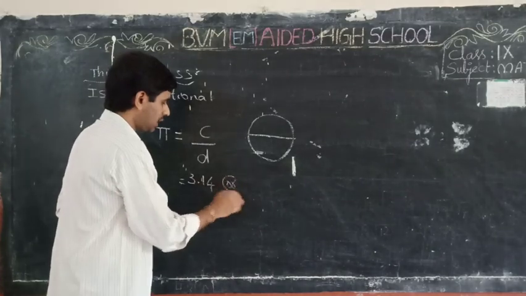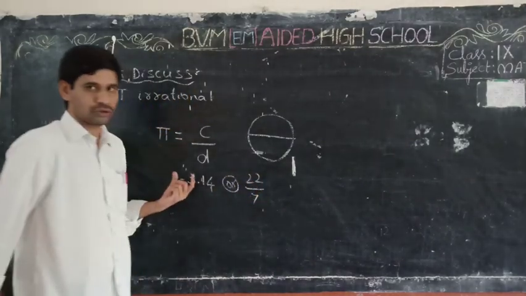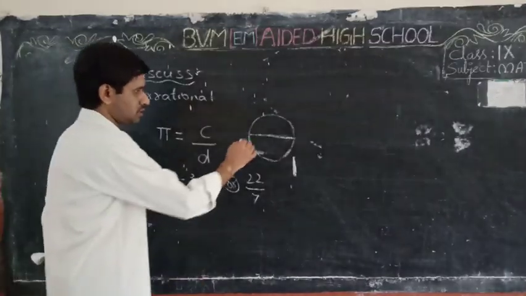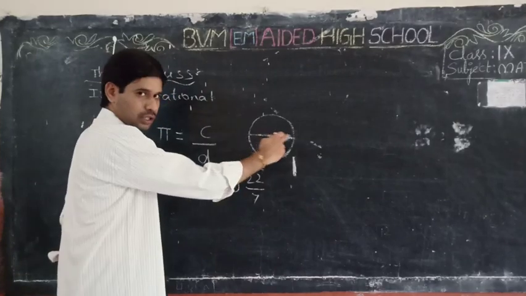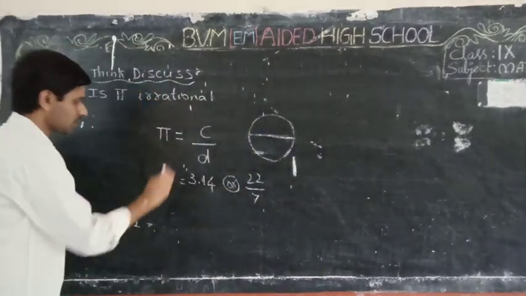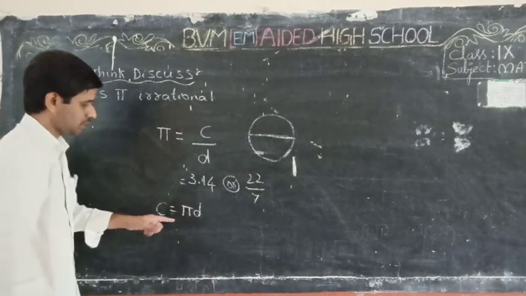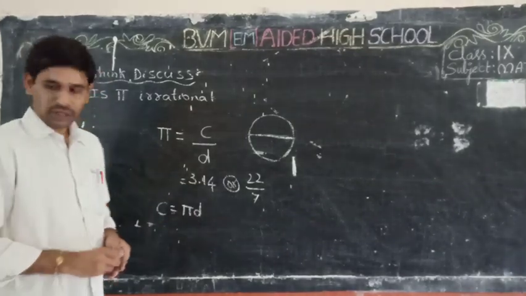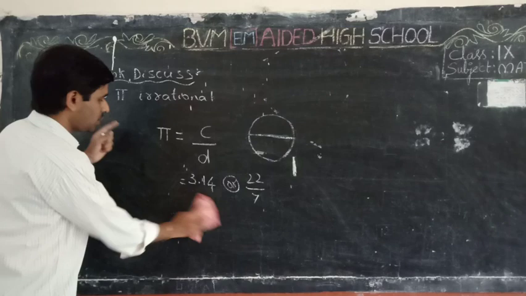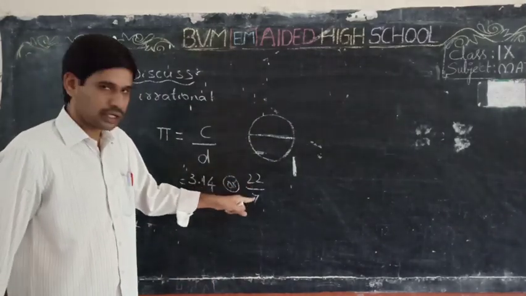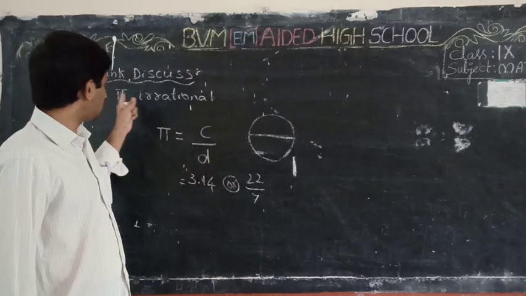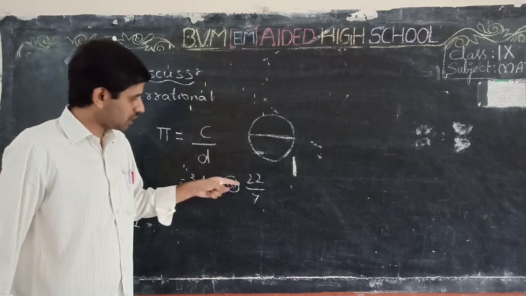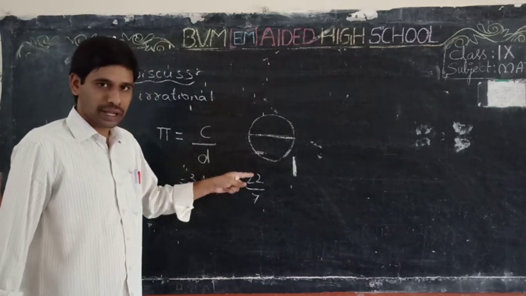3.14, or we write the pi ratio as 22/7. Generally you know the value of pi, 3.14 or 22/7. That means the circumference of a circle is more than 3 times the diameter. That means circumference is pi into d, that means 3.14 times the diameter. But we are writing pi as 22/7, integer by integer. This is a rational number, but we are saying pi is an irrational number. So how is pi an irrational number when we are writing it in a rational form?